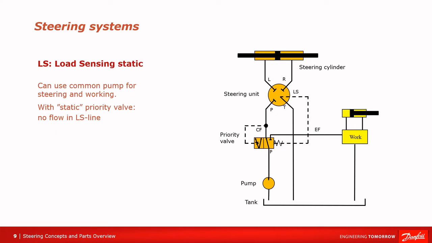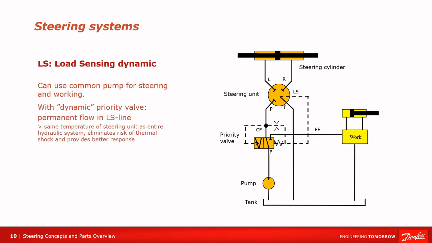Load sense uses a priority valve to control the flow coming from the pump. When there is enough pressure in the control flow line, CF, the priority valve will shift to the right, diverting flow to the excess flow line, EF. Load sense static uses a static priority valve, so there will be no flow from the priority valve going to the LS line. The oil will enter the priority valve and exit to the control flow or excess flow line.